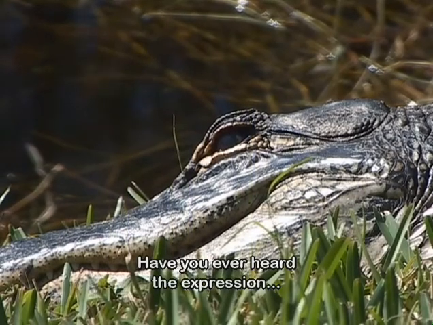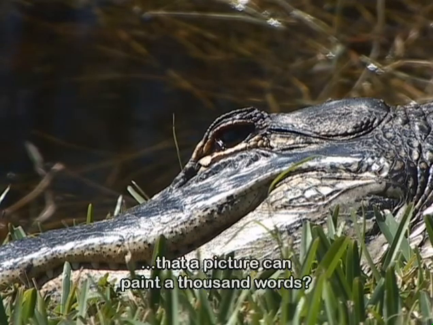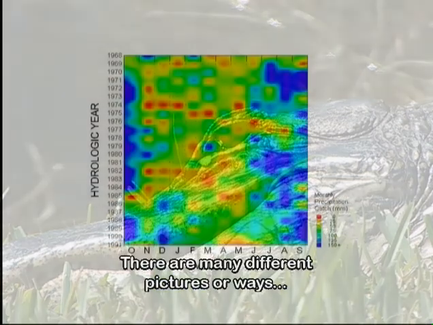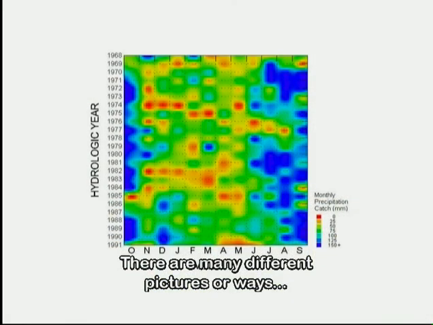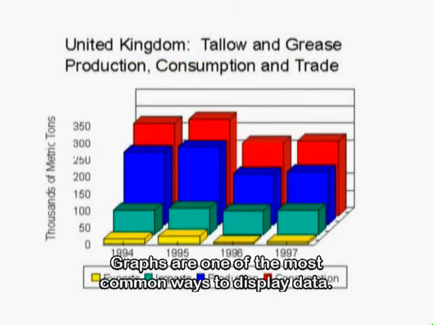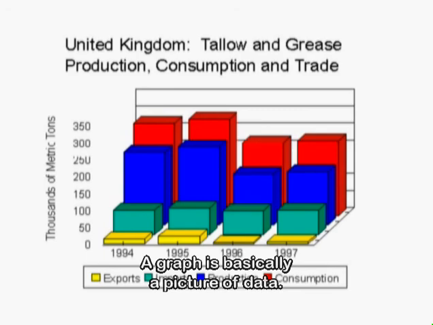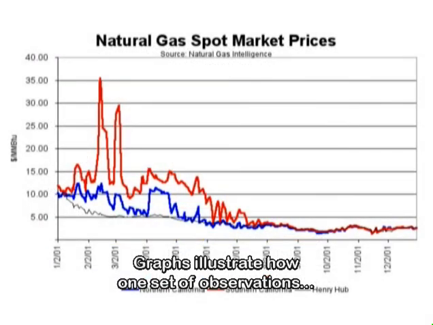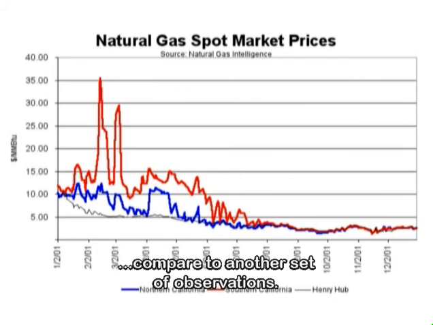Have you ever heard the expression that a picture can paint 1,000 words? Well, it's possible to make a picture out of data. There are many different pictures or ways that data can be displayed. Graphs are one of the most common ways to display data. A graph is basically a picture of data. Graphs illustrate how one set of observations compare to another set of observations.